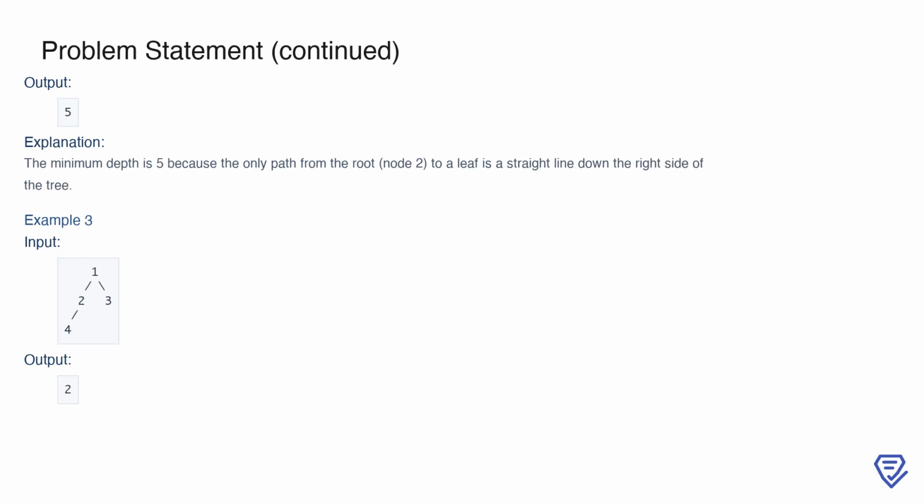In the second example, the tree is skewed to the right, forming a straight line from the root node 2 down to the leaf node 6. Here, the only path to a leaf involves traversing all 5 nodes, starting from 2 and ending at 6. As a result, the minimum depth of this tree is 5. This demonstrates how the structure of the tree impacts the minimum depth calculation.